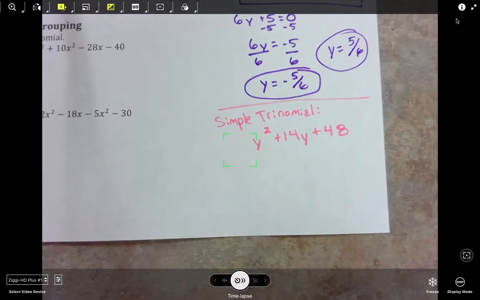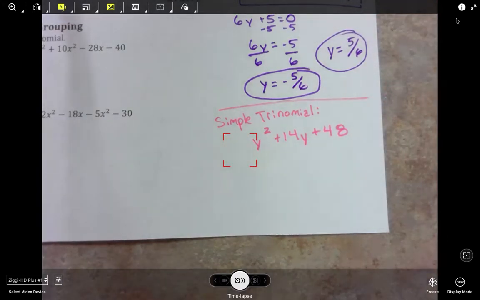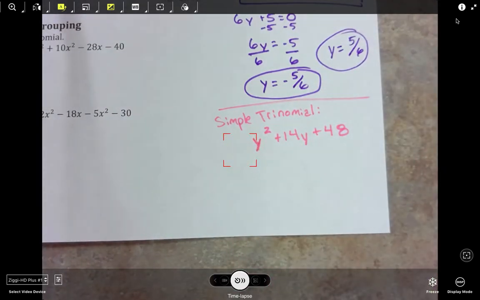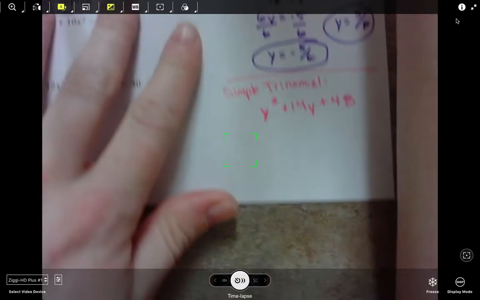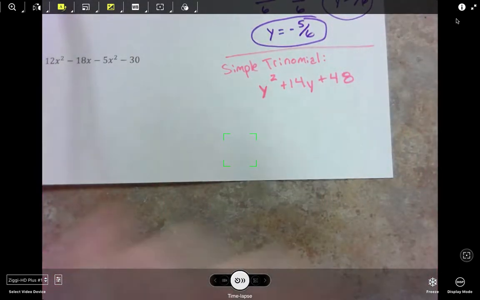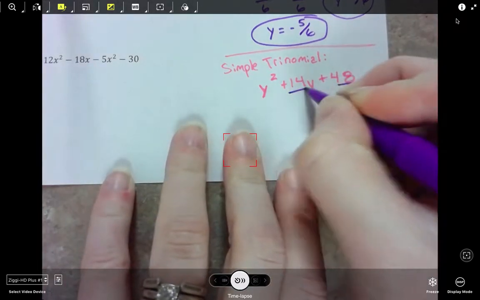Okay, just because there's y's doesn't make any difference. Kind of like this difference of squares one. Sometimes it'll be x's, sometimes it'll be y's, sometimes it'll be z's. You just use the variable that they're given. So don't let that intimidate you if it's not an x. It's okay. So for a simple trinomial, all we're asking ourselves is what can I multiply together to give me 48, but when I add them, give me 14.